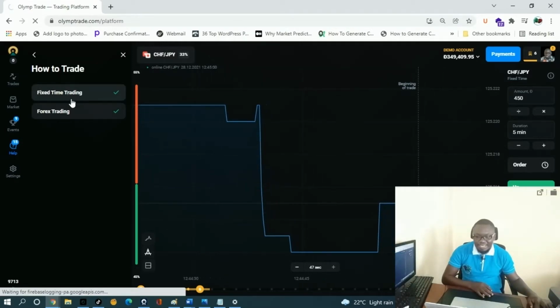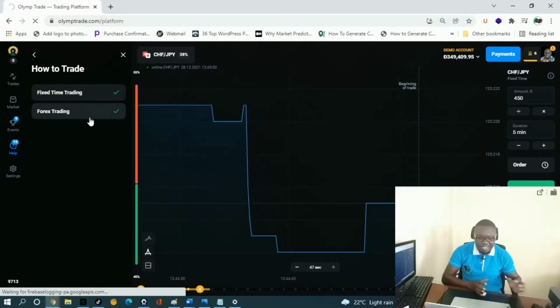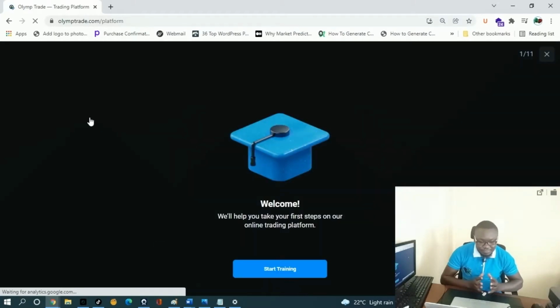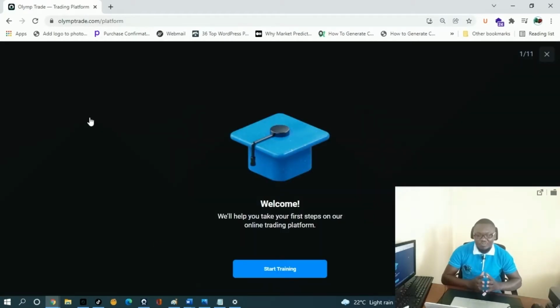So just click on that and don't worry about anything because this is a demo account, and on the demo account you will be trading risk free. You can use the demo account to create your strategies. You can use the demo account to figure out the trading platform and to test various aspects of the trading platform.